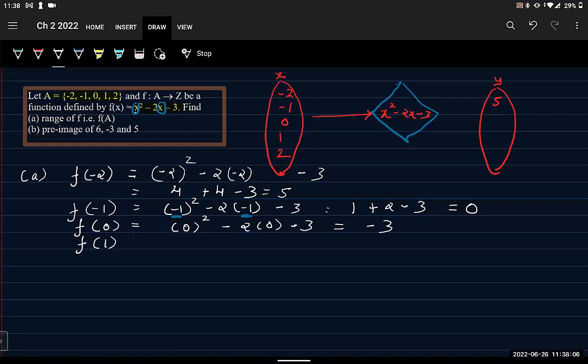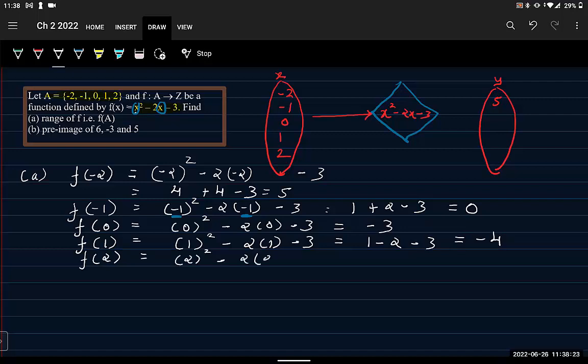f of 1 will give us the value 1 square minus 2 into 1 minus 3. So 1 minus 2 minus 3 will give us the value -4. Then f of 2 will be equals to 2 square minus 2 times 2 minus 3. It is 4 minus 4 minus 3, so we get the value -3. So the different values of y which we are getting are 5, 0, -3, -4. Obviously -3 is repeated again. We will write it once only. So 5, 0, -3 and -4 are the values of y.